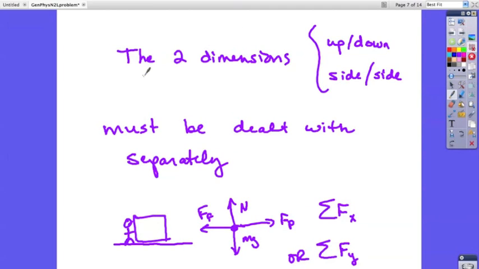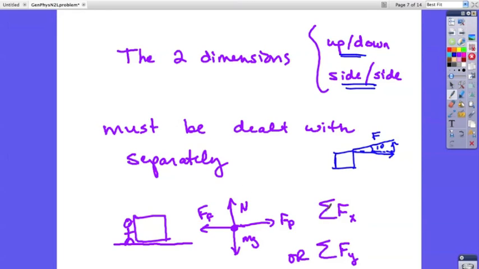Just a little word here, 2 dimensions. We have up, down, and side to side, vertical and horizontal. You have to deal with them separately. Now in this chapter, that'll be easy because things will be acting usually along a line, horizontally or up and down vertically. In the next chapter, we will deal with a box that's being pulled with a force at a 10-degree angle. And so that force has components, which we will learn how to find in the next chapter. And we have to break it up into a vertical part and a horizontal part. In this chapter, things will either be up and down or they'll be side to side. You will have a vertical acceleration or you will have a horizontal acceleration. You won't have both and you won't have anything at an angle. Okay, but be aware that you have to deal with them separately.